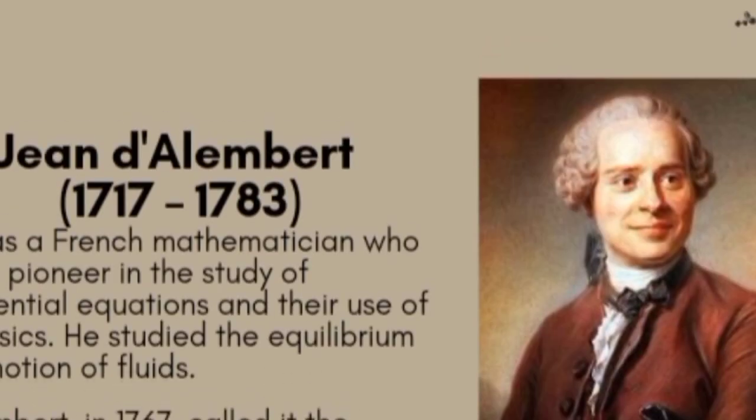Next was Jean d'Alembert, 1717 to 1783. He was a French mathematician who was a pioneer in the study of differential equations and their use in physics. He studied the equilibrium and motion of fluids. Elementary geometry was by this time engulfed in the problems of the parallel postulate. D'Alembert in 1767 called it the scandal of elementary geometry.